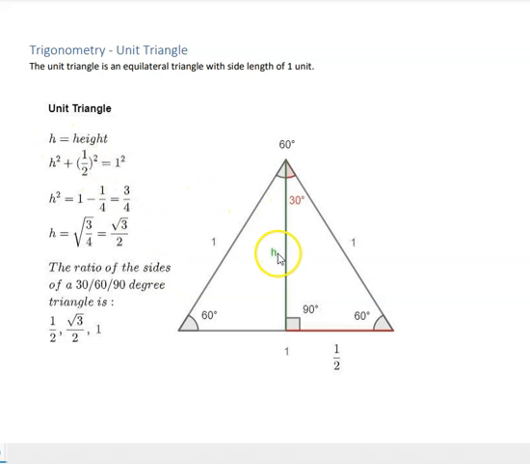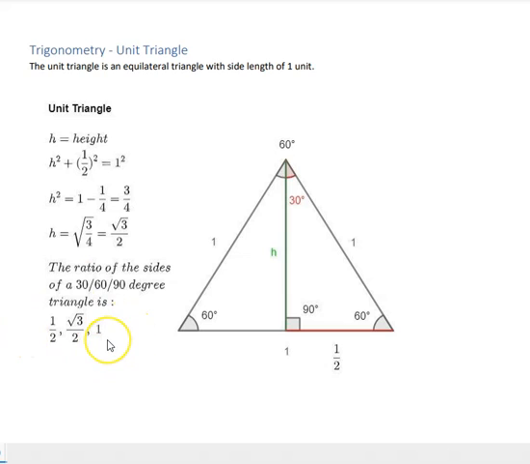Let h equal the height. Using the Pythagorean theorem, h squared plus 1/2 squared equals 1 squared for this little triangle here. That means h squared is 1 minus 1/4, or 3/4. h is the square root of 3/4, which is the square root of 3 over 2. The ratio of the sides of a 30, 60, 90 degree triangle, what we can see then, is 1/2, the square root of 3 over 2, and 1.